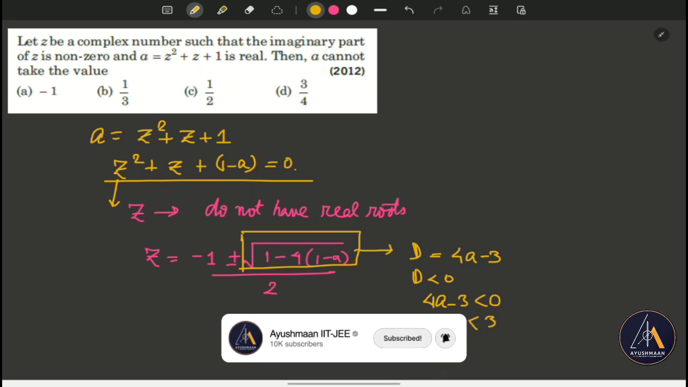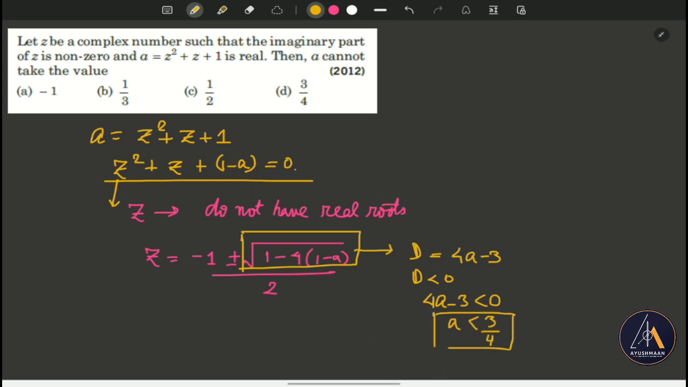Now since a is less than 3 by 4, a therefore cannot take the value 3 by 4. So option D is the right answer to this question.